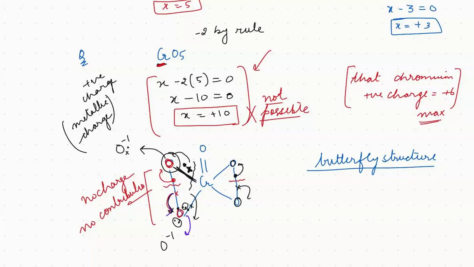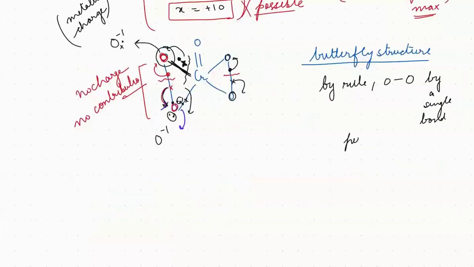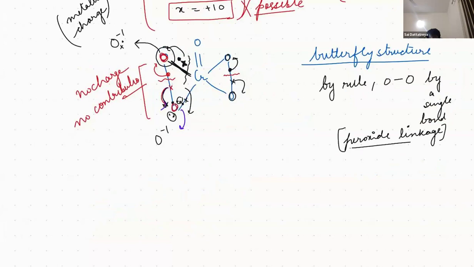So did we learn by rules that when oxygen is connected to another oxygen by a single bond, what do we call it? We call it a peroxide linkage. Did you understand? And when you call it a peroxide linkage, both the oxygens shall carry a -1 charge because this single bond, this red single bond here, is not making any contribution. Do you understand? Yes or no?